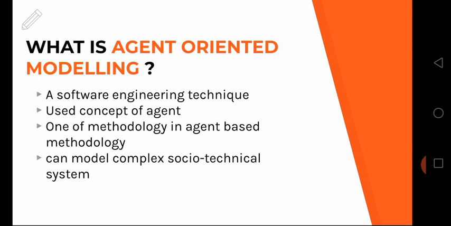So what is agent oriented modeling, AOM? Basically it is a software engineering technique such as UML, but in this modeling we use the concept of agents, and it is proven to model complex socio-technical systems, which are a combination of systems and the social aspects of people and the interaction between the system.